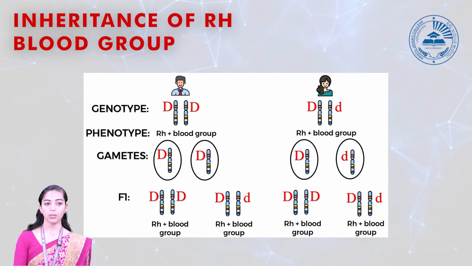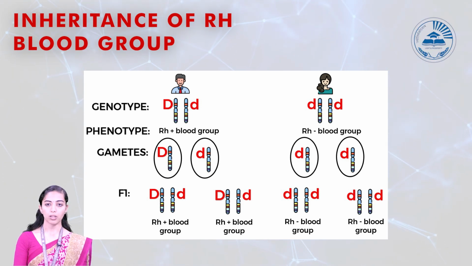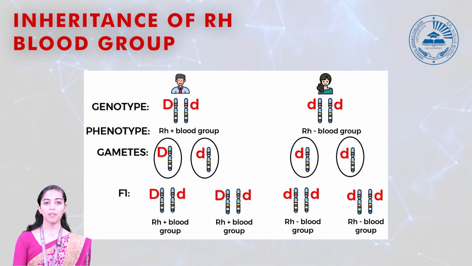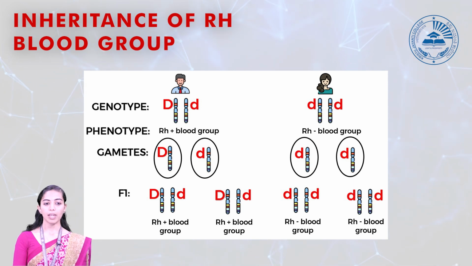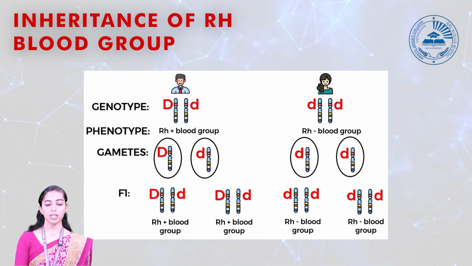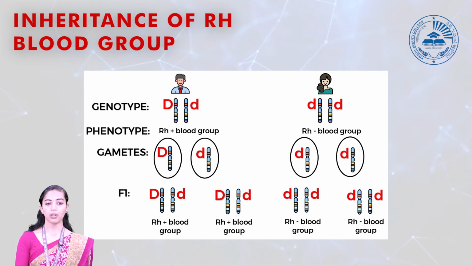Consider another scenario where the genotype of the father is D small d and the mother is small d small d. So, the phenotype of the father will be Rh positive and the mother Rh negative. With the gametes D, small d, and small d, the first filial generation will have an equal number of positives as well as negatives.